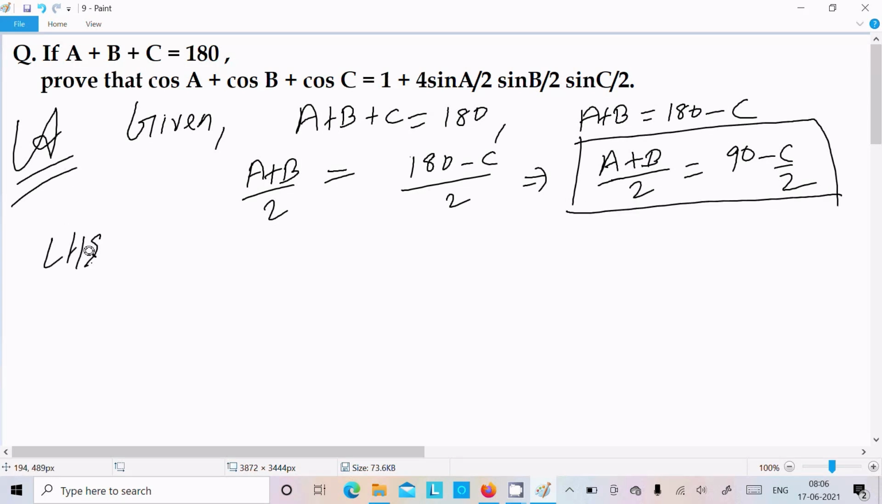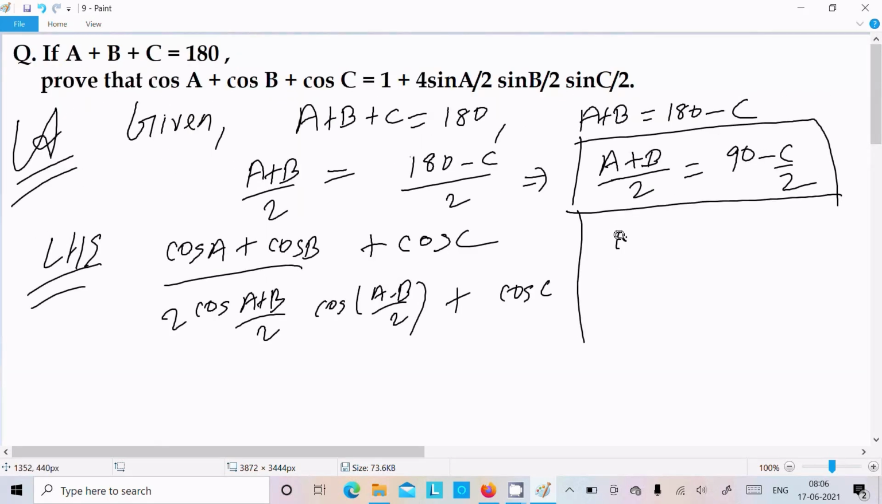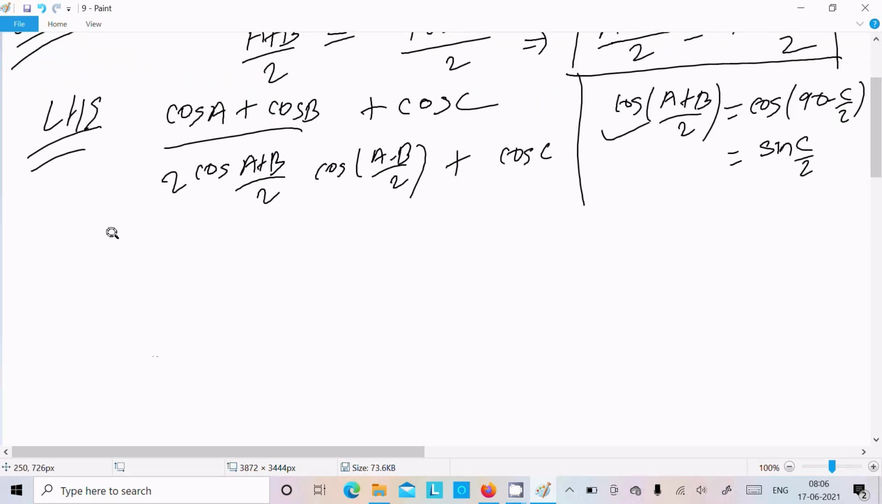After that, take the LHS, the left hand side: cos A + cos B + cos C. So cos A + cos B we can write as 2 cos((A + B)/2) into cos((A − B)/2). And here let's write cos C, no need to change right now. Now cos((A + B)/2) is cos(90 − C/2), and that is sin(C/2). So in place of this one, we can write sin(C/2).